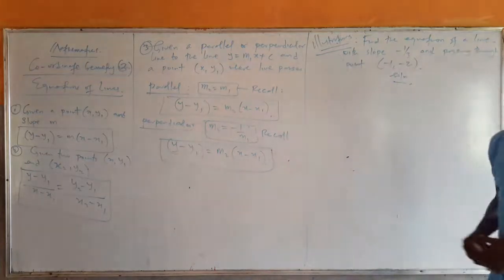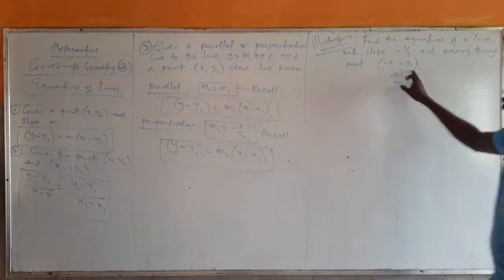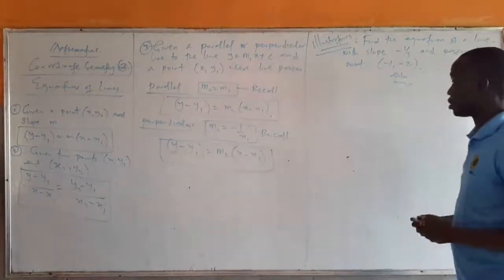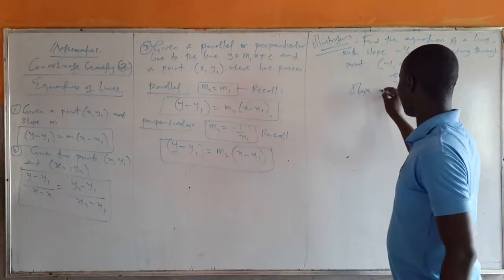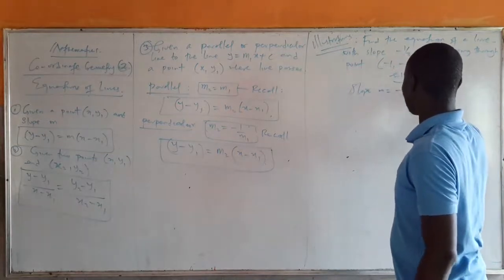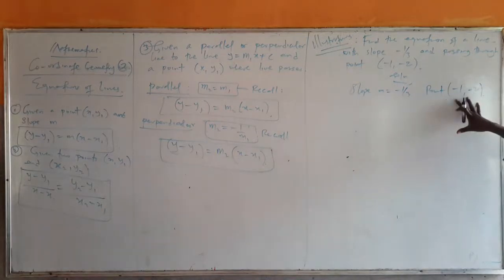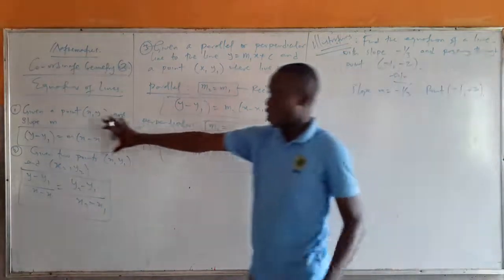So we are given the slope. Look at this equation. We are given the slope and we are given the point. So that means we are using this very first one where we are given the slope and the point. So we are given the slope m, which is -1/3, and we are given the point (-1, -2). So we are going to use this to find the equation of the line.